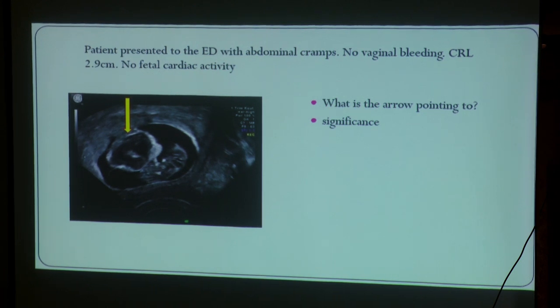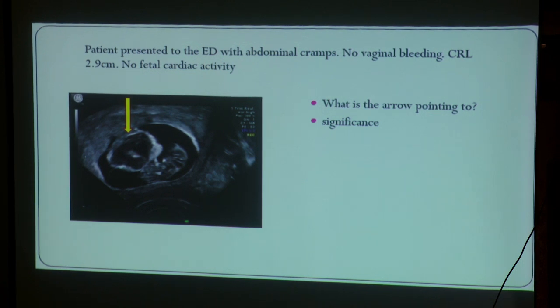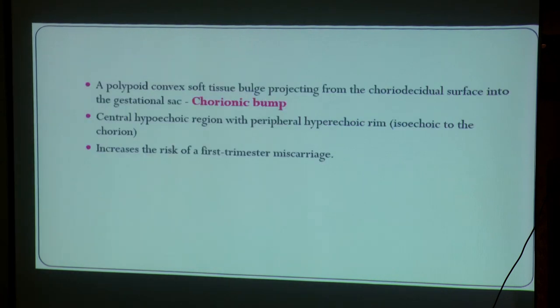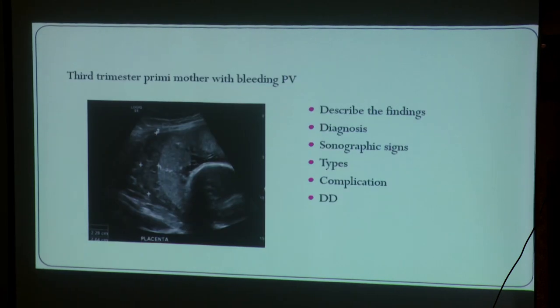And the next case, the patient presented with abdominal cramps, no vaginal bleeding, CRL 2.9 centimeter without fetal cardiac activity. What is the arrow pointing to? Here CRL when it crosses 7 mm without cardiac activity, it is missed abortion or early embryonic demise. And what is this structure? We have a polypoidal soft tissue structure with echogenic rim and central relatively hypoechoic region. It is a chorionic bump. In the first trimester, the association of chorionic bump is increased risk of first trimester miscarriage.